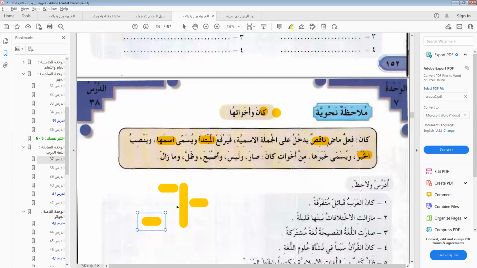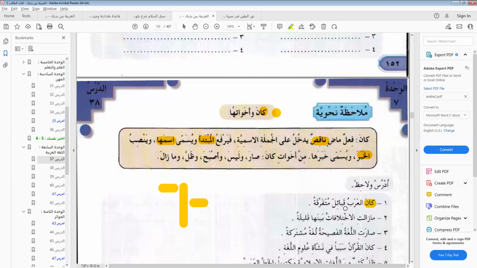Now, what we have just explained, let us see how it works when you see them in sentences. It becomes clearer now. So you have here in the first one, Udrus wa lahiz. It says, Udrus, learn, and lahiz, observe. So initially, in this sentence, number one, there was no kana there.